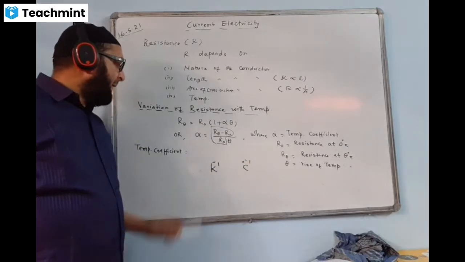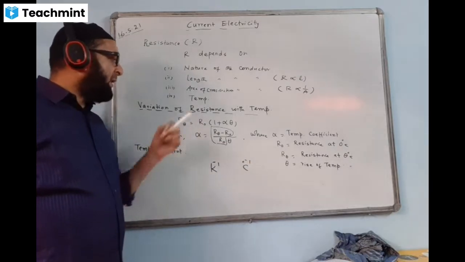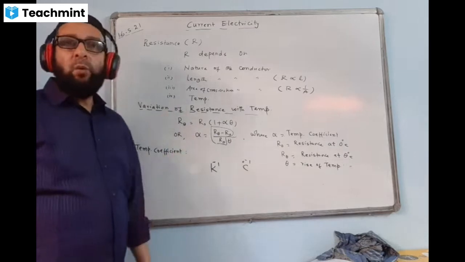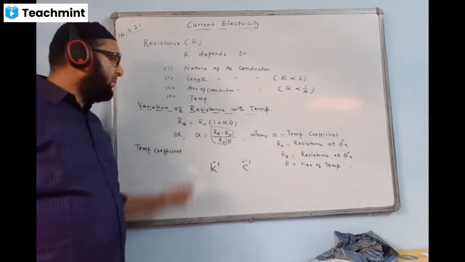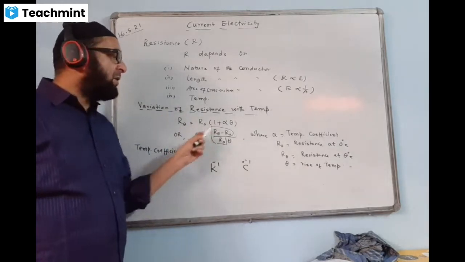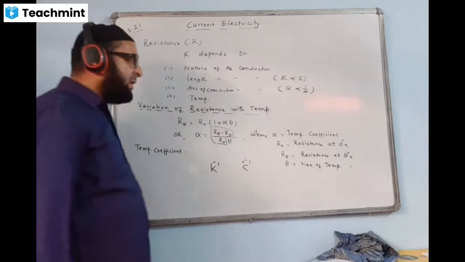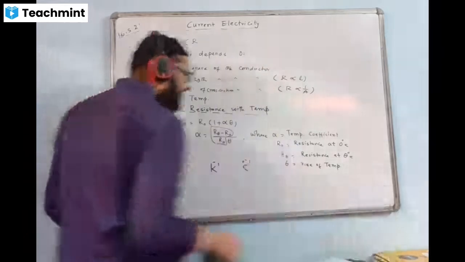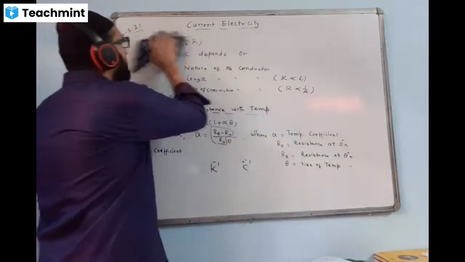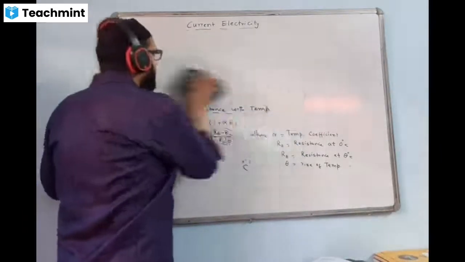Now temperature coefficient can be positive, it can be negative, it can even be zero. Zero means no change in the resistance. It means R theta and R0 are equal. Now write down special cases, right below this.